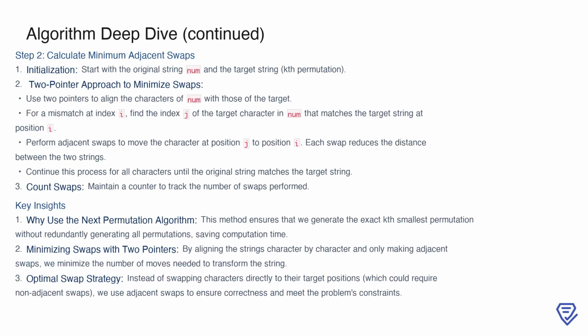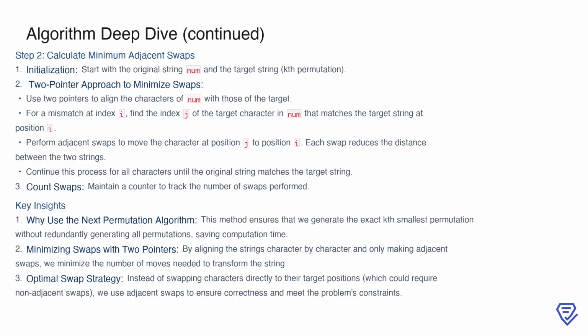Now that we have the kth permutation, the next step is to calculate the minimum number of adjacent swaps required to transform the original string into this target. This is achieved using a two-pointer approach. Starting with the original string and the target string, we align their characters one by one. For each mismatch at index i, we locate the corresponding character from the target string in the original string and move it to the correct position using adjacent swaps. Each swap brings the strings closer to alignment.